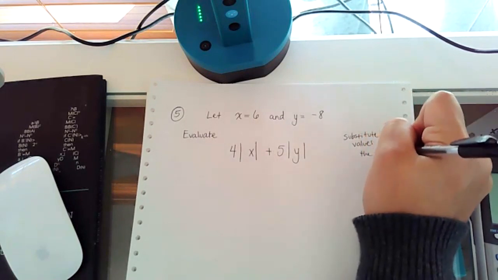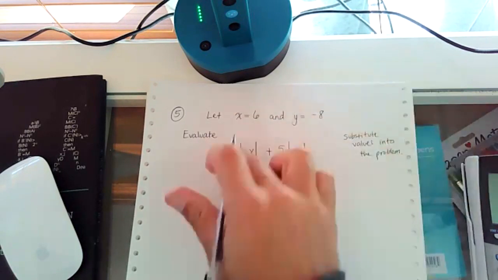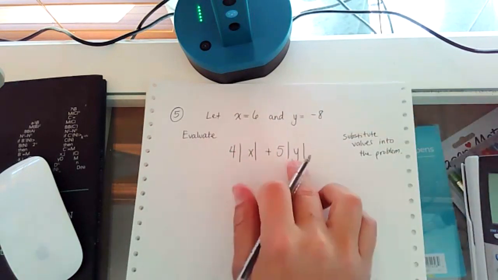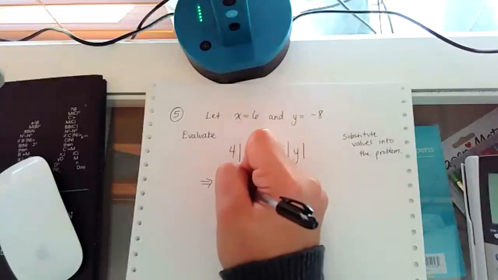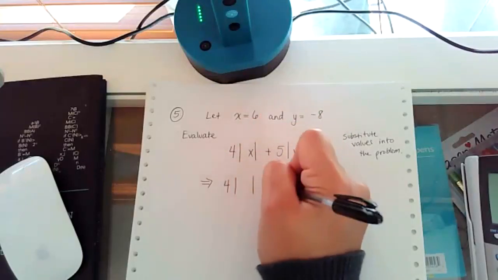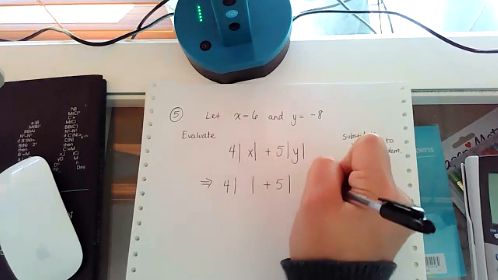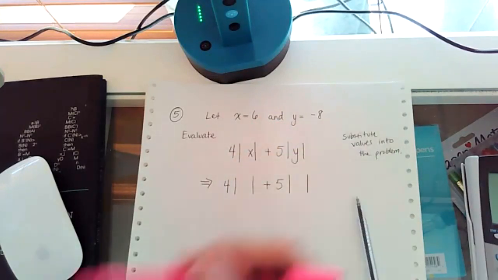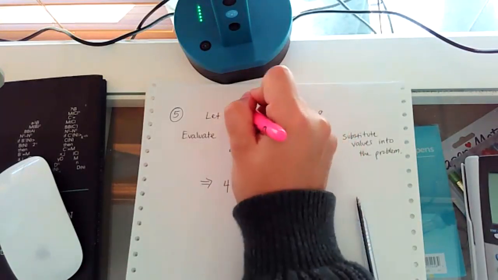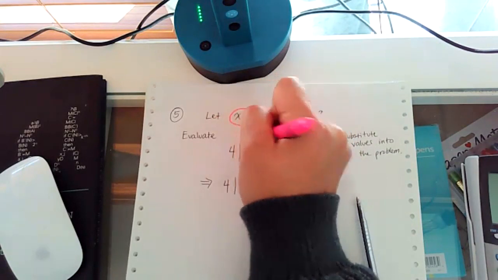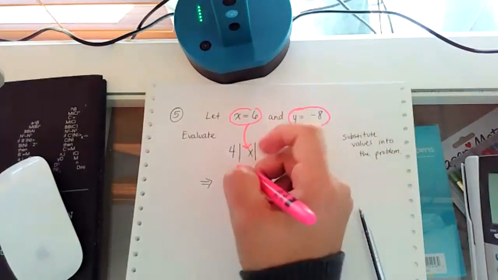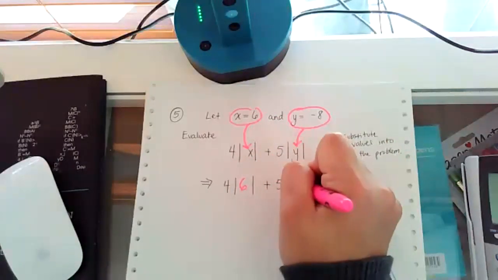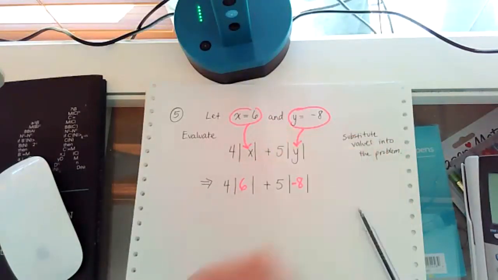So you might write the original expression down, and then you might say, okay, well, I'm going to sub in these values. So I'm going to have 4 times the absolute value of something plus 5 times the absolute value of something. And then we'll just plug those somethings in. So this is x, so I'm going to plug it in right here. And this is y, so I'm going to plug that -8 there. So there's a 6 here. There's a -8 there.